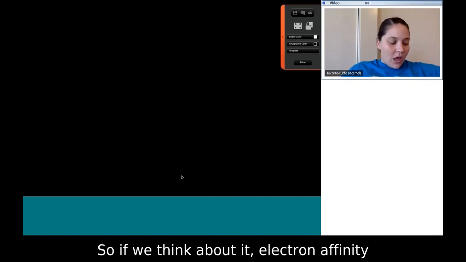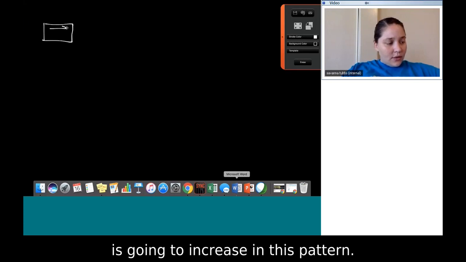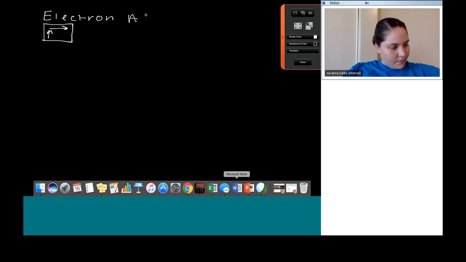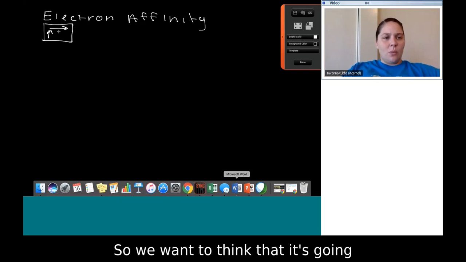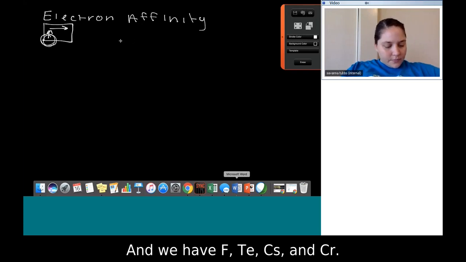So if we think about it, electron affinity is going to increase in this pattern. So this was electron affinity. So this is the direction that it increases. So we want the thing that is going to be closest in this direction because we want the lowest. And we have F, Te, Cs, and Cr.